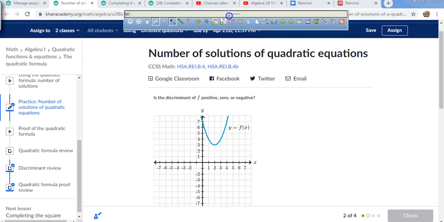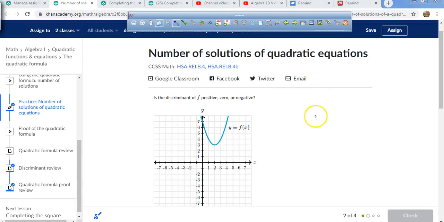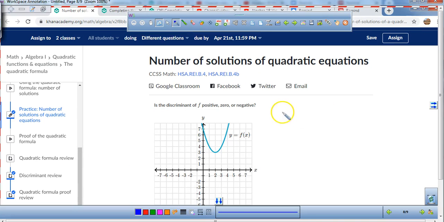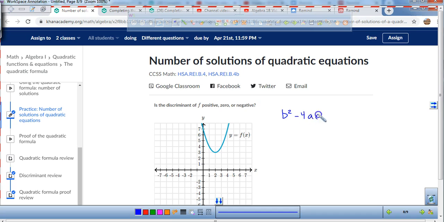In this video, we're going to go over how to figure out the number of solutions of a quadratic equation and how that relates to the discriminant. A quick review: the discriminant is b squared minus 4ac. If b squared minus 4ac equals 0, you have one solution.